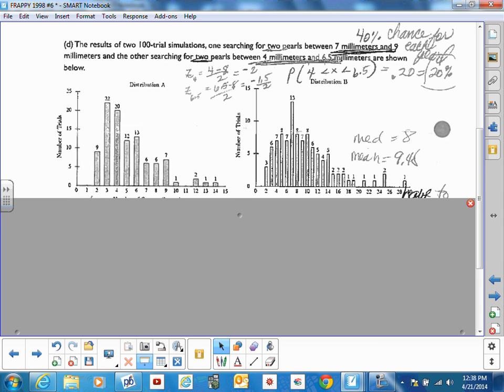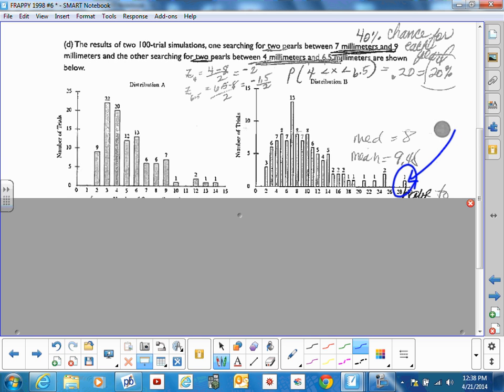Okay, well, B looks like it has a lot more bars. Why? They both open. Oh, okay, I see. Yes. More oysters had to get opened. Each of these represents 100 trials. But look, on distribution B, there was one time they had to open 29 oysters in order to find 2 pearls of the size they were looking for.